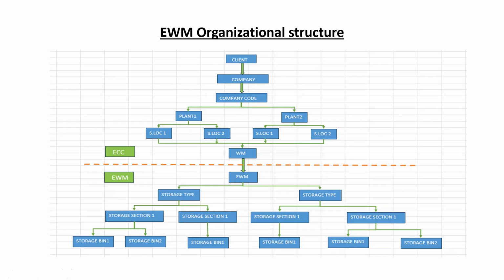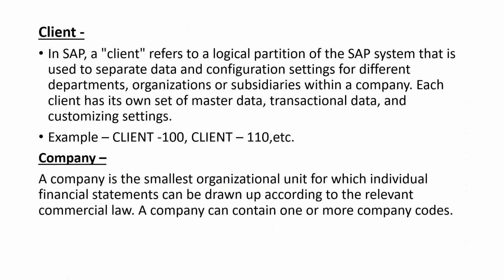These definitions. Okay, in SAP, client refers to logical partition of SAP system that is used to separate data and configuration settings. In simple terms, client refers to a logical separation of systems. So, what is logical separation of SAP systems is, so the production server will be client 100, the development server will be client 110. Okay, the quality server has a client number as 120.